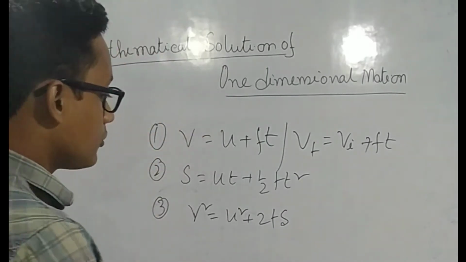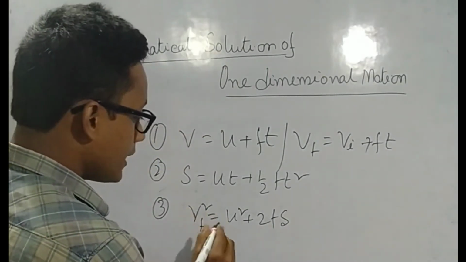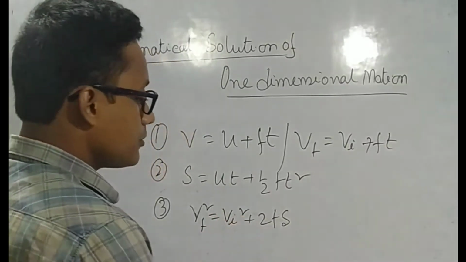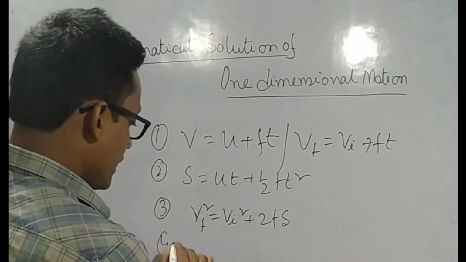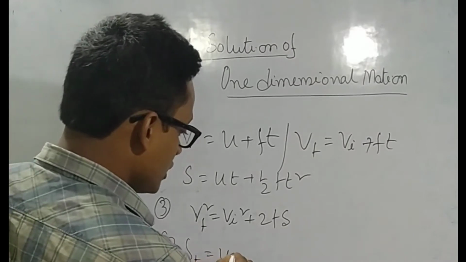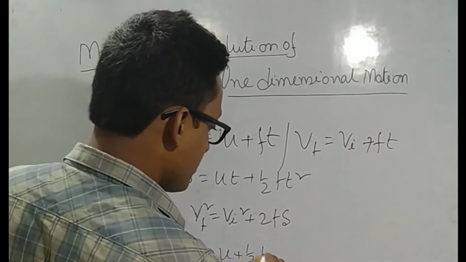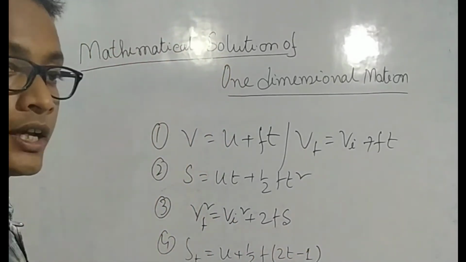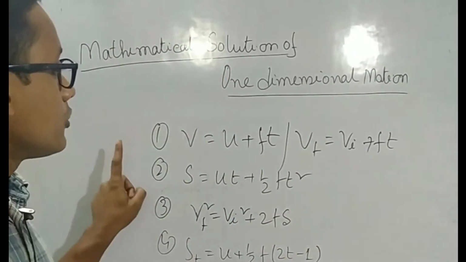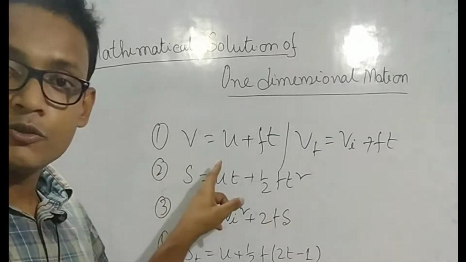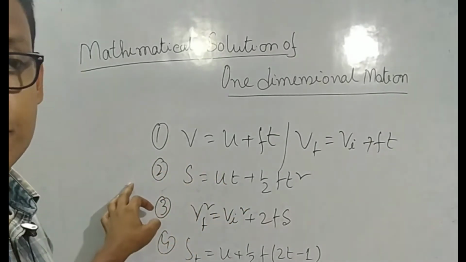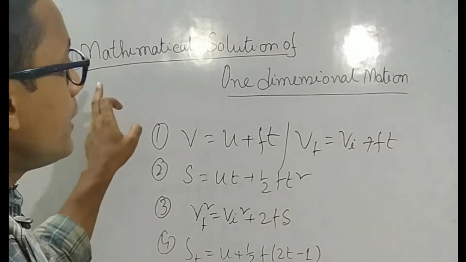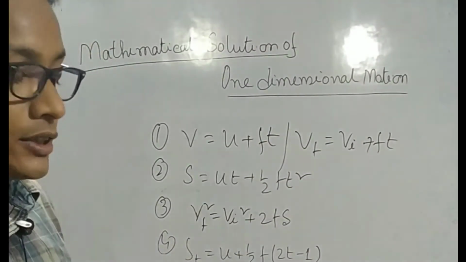Similarly, in this case, we will use V as V final and sometimes U as V initial. And finally, St is equal to U plus half of F into 2t minus 1. These four equations we have proved in our previous class. So in this class, we will use these equations to solve some mathematical problems. Today we will discuss some easy mathematical problems based on one-dimensional motion equations.